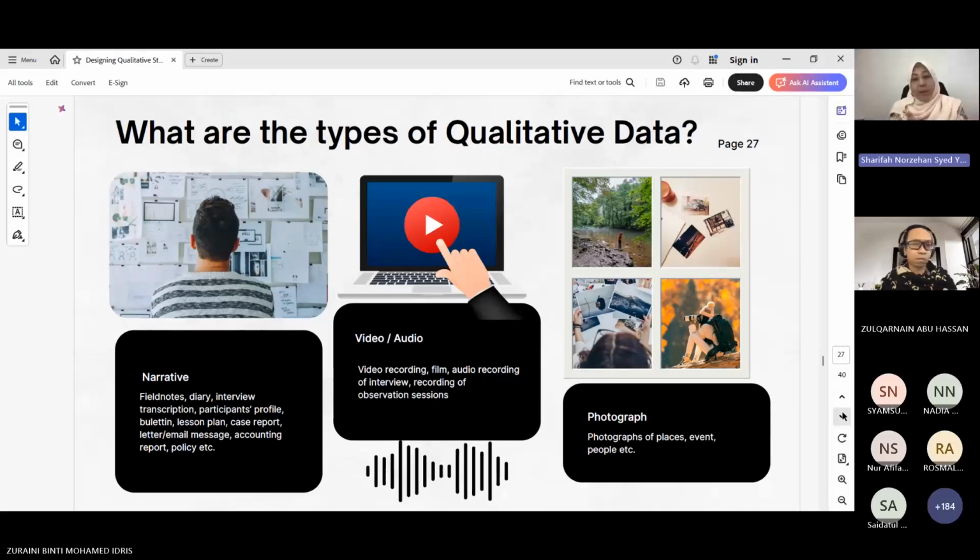So make sure you have all the evidence of some of your field notes, whatever you have in the diary. And if you have a lesson plan, case report, letter, whatever, that should be your narrative data. It can also be video or audio. If you want to film your interview, you can do that. Normally for a focus group interview, it is good if you have video taken during that particular session.